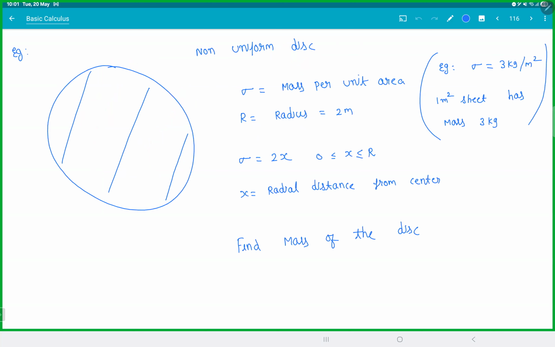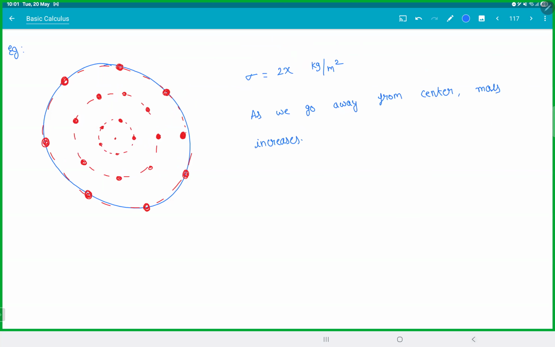But my problem now here is that at every point the mass is changing. So how can I simply multiply sigma into area? What will I take as sigma? Will I take the sigma in the center? Will I take sigma in the middle or this guy or this guy? Which one should I take? Do you get the problem? Doesn't this problem look similar to when I want to find area under the curve? What will I take as the y coordinate, isn't it? Are you getting the context here?